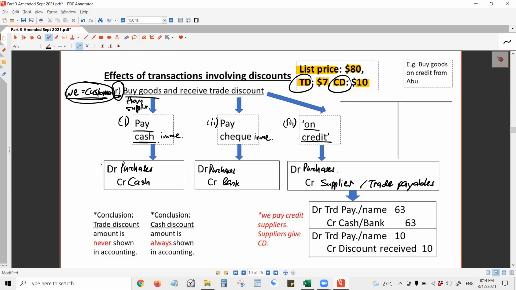If you pay cash immediately when you buy goods, how much should you pay? You can only apply the trade discount, right? Same goes to R2. We can apply the trade discount, but not cash discount, because cash discount is only applicable when there is a customer owing money. But it's only for the R3, the one on credit.